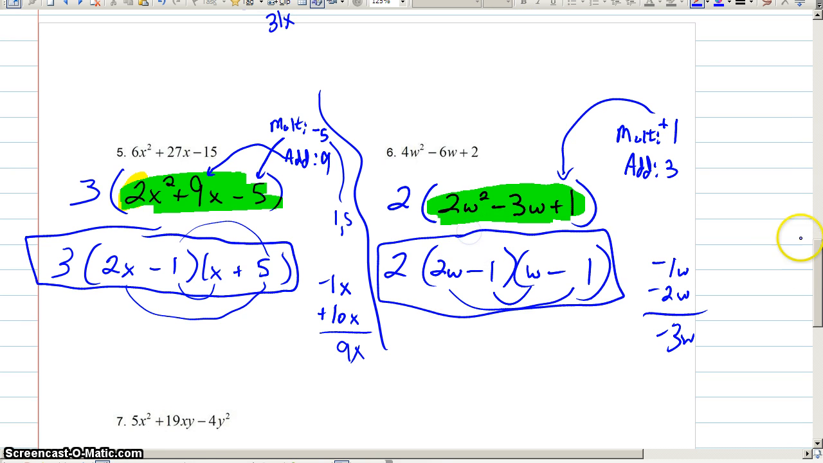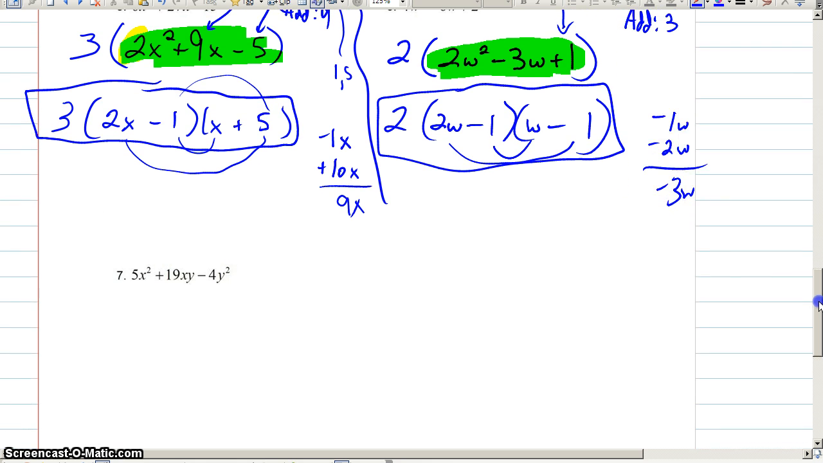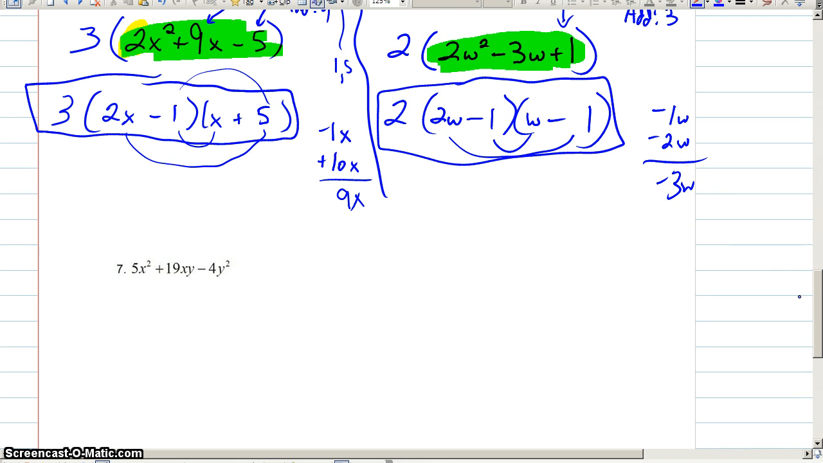All right, one last problem. Take a look at number 7. Right here, there is no common factor other than a 1. 5 being the leading term here, obviously only a 5 and a 1 divide in. And 19, you can't have 5 going into 19. So what you do very quickly is just come up with a 5x and an x. We need to multiply to a 4, and we're also going to have to add to a 19.